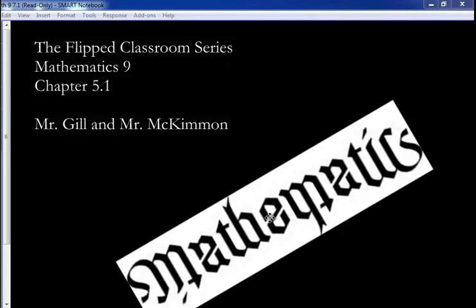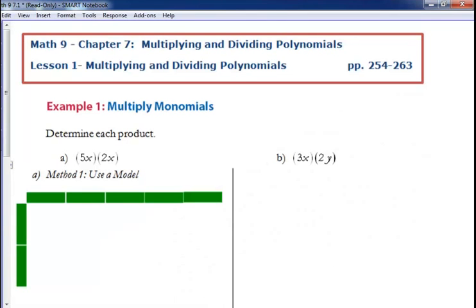So, here we are. We're going to be starting chapter 7, and it's actually chapter 7.1. So this is 7.1. You should have the 7.1 notes. So let's have a look at what we've got here. This chapter is about multiplying and dividing polynomials.